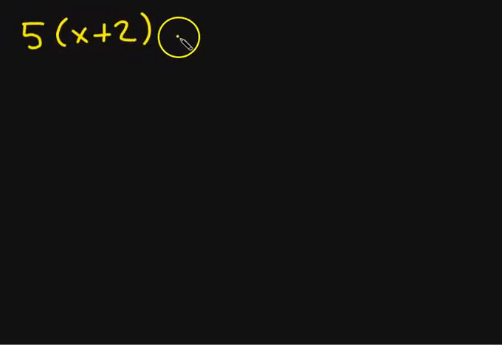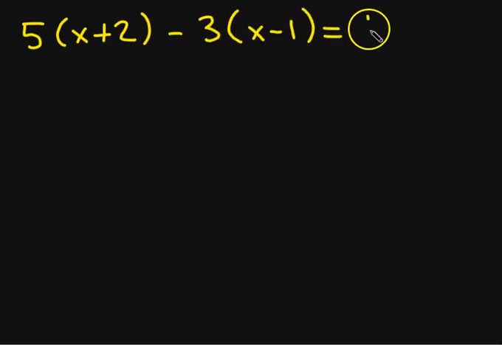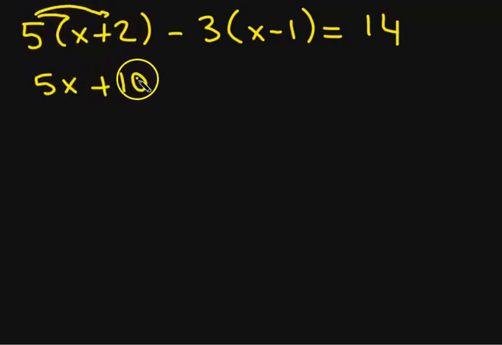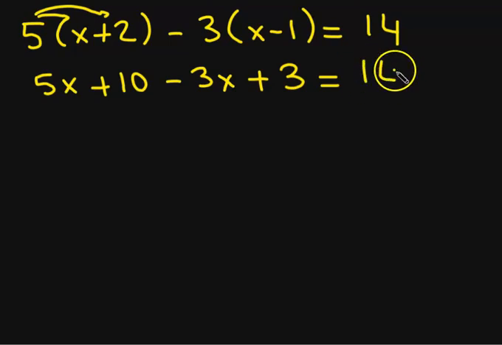Another example. I have 5(x - 2) - 3(x - 1) = 14. So let's use the distributive property. 5 times x is 5x. 5 times minus 2, which is minus 10. Minus 3 times x, minus 3x. And again, minus 3 times negative 1, minus times minus, or negative times negative, will be positive. So plus 3 equals 14.